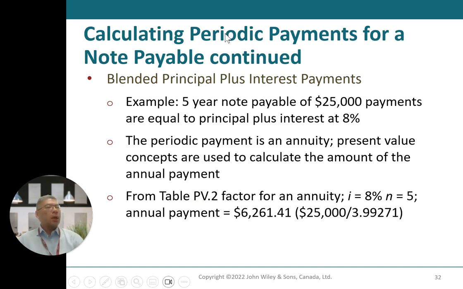Now you can also use an interest payment example here: balance, principal, interest payment. Example: a 5-year note payable of 25,000 equals principal times interest rate in percent. The periodic payment is an annuity. The present value concept is used to calculate the amount of the annual payment from table PV2 factor, which is about 3.9. So this is using a table. A table is like this. The older ones I used have about 8 or 9 tables, so we used to bring whole folders when we go to class. This is an example of using the table.